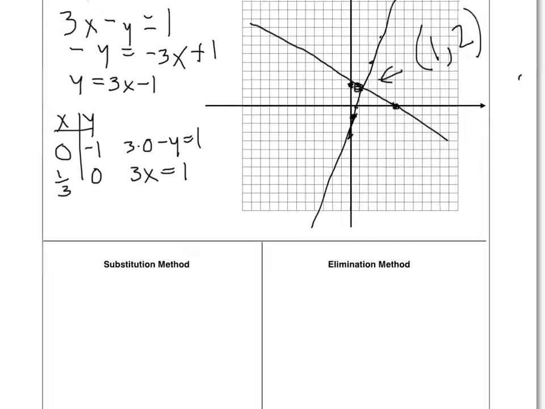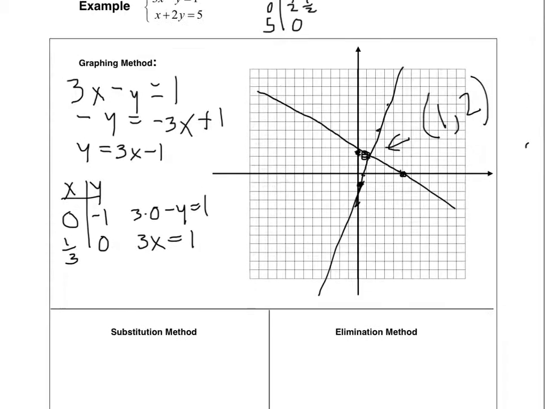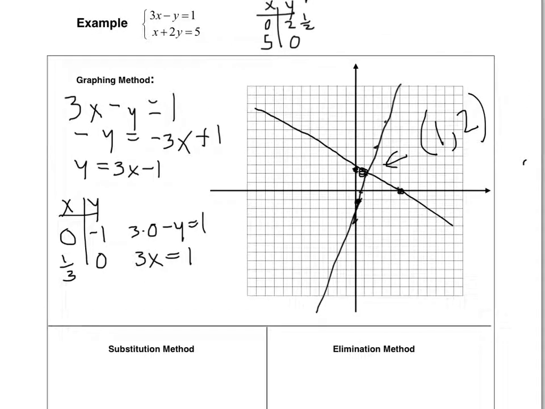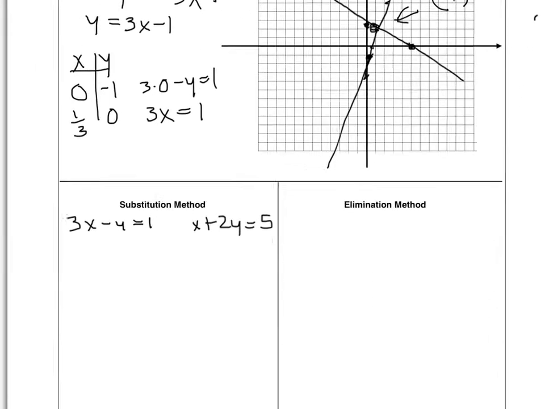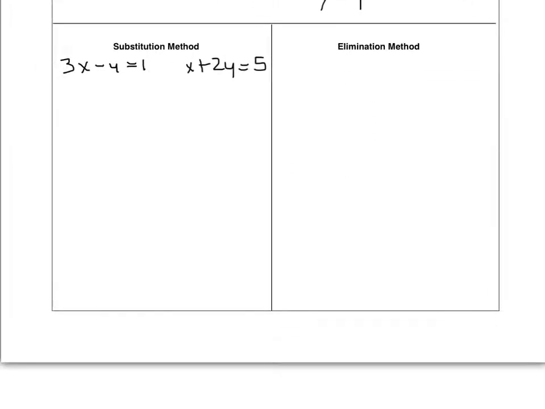Let's try this substitution method. Our two equations are 3x minus y equals 1 and x plus 2y equals 5. Substitution, we need to solve one of these equations for one of the variables. It does not matter which one. I think I'll solve the second equation for x. That gives me x equals 5 minus 2y.